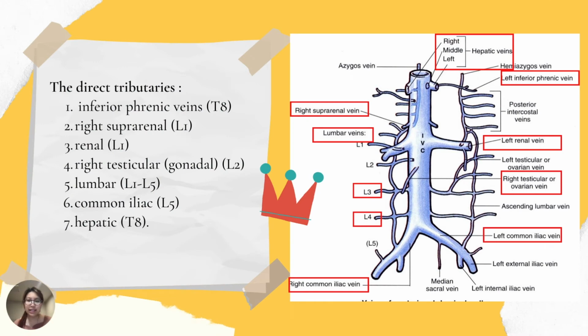So the direct tributaries are the inferior phrenic veins at T8, right suprarenal at L1, renal at L1, right testicular vein or gonadal vein at L2, the lumbar veins at L1 to L5, the common iliac vein at L5, and the hepatic vein on the level of T8, as you can see in the picture on the right.